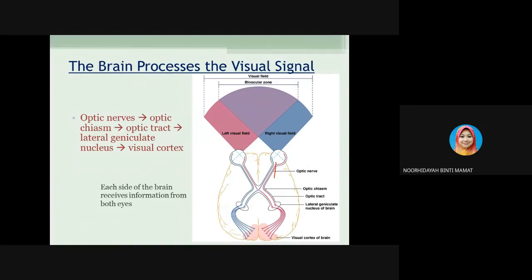It will continue, and the information will be transmitted through the optic tracts and the lateral geniculate nucleus. Then lastly, it will transmit to the visual cortex. Each side of the brain will receive information from both eyes. So this is how the brain processes the visual signal.